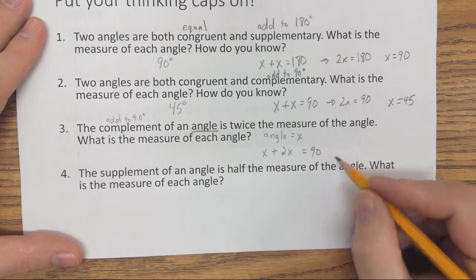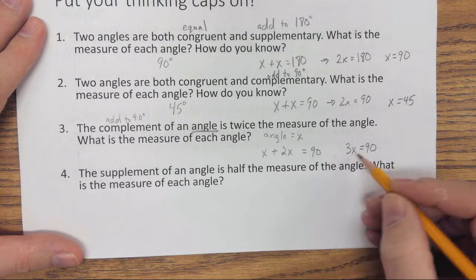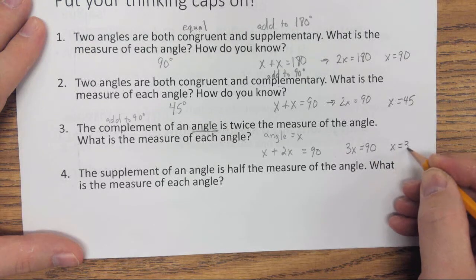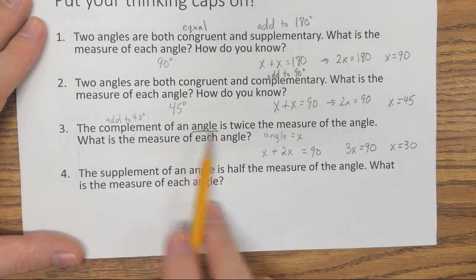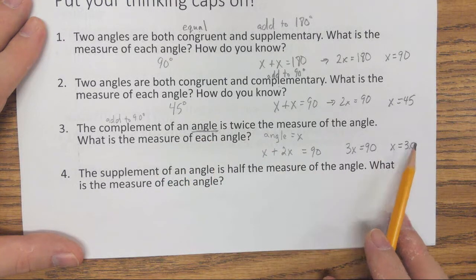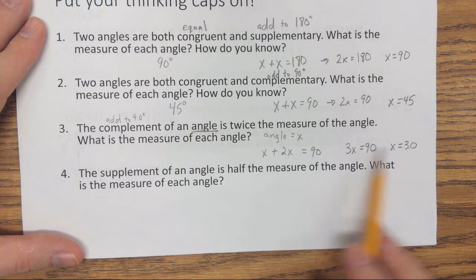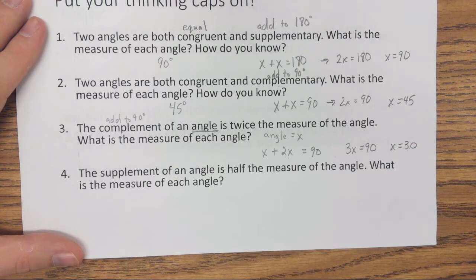Well, then x plus 2x is 3x, and that equals 90 degrees. Divide both sides by 3, and I get x equal to 30. So the complement of the one angle is 30 degrees. The measure of the other angle that's complementary to this angle is going to be 2x, which is going to be 60. Okay?